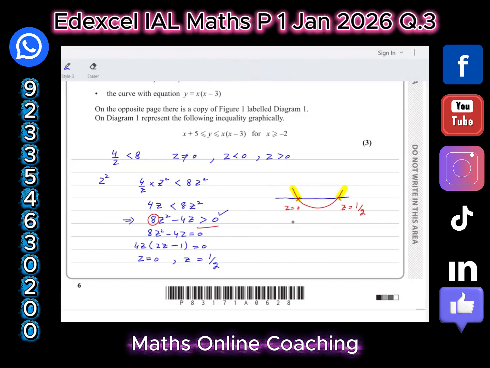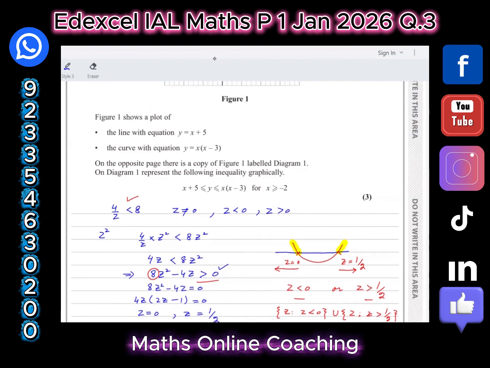For these parts of the curve, the values of z are z less than 0 or z greater than 1 by 2. This one or this one. So the range of the values for z in the inequality 4 by z less than 8 is z less than 0 or z greater than 1 by 2. It can also be written in set notation as z such that z is less than 0, union, z such that z is greater than 1 by 2. So these are the values of z satisfying the given inequality in part 1.